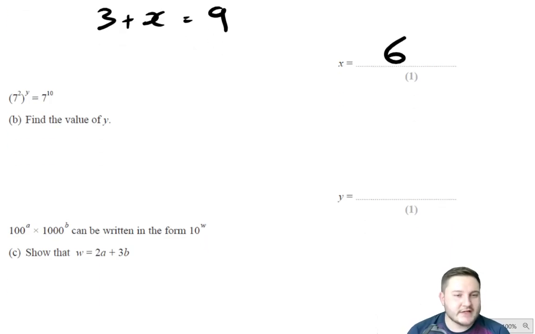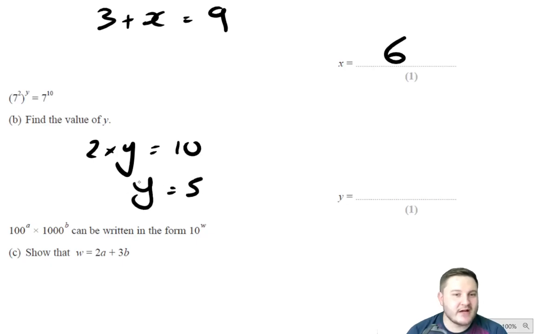Okay, let's have a look at the next one. 7 to the power 2 brackets all to the power of y is equal to 7 to the power 10. Find the value of y. Well, according to the third law, as I number them, when you have brackets, you multiply the powers. So 2 times y has got to equal 10. Well, in this case, it's quite easy to spot that y has got to be equal to 5, because 2 times 5 is 10. So y is 5.